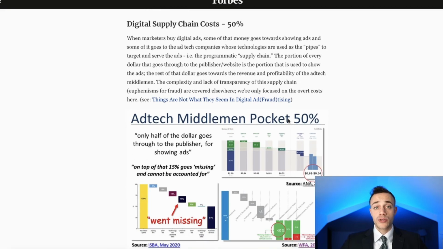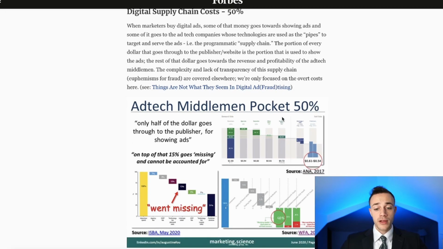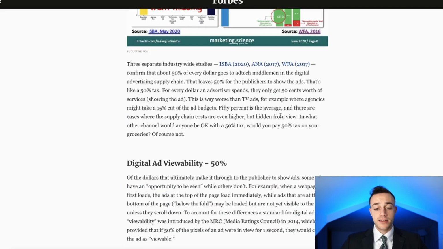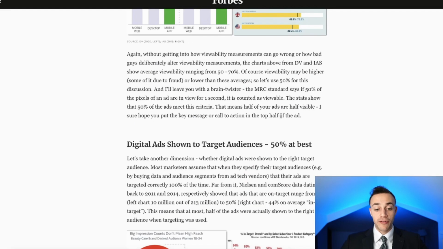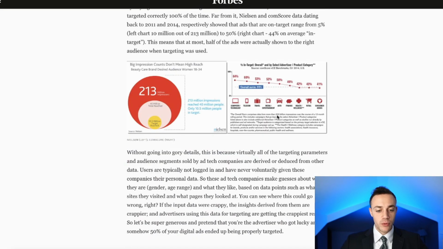So a lot of it goes to the people hosting the ads. Like if you want to spend money on Facebook to run ads, Facebook will take a large cut of that. So every platform that you run ads on is going to be taking a large cut no matter what. About 50% of revenue goes towards that, which is crazy.